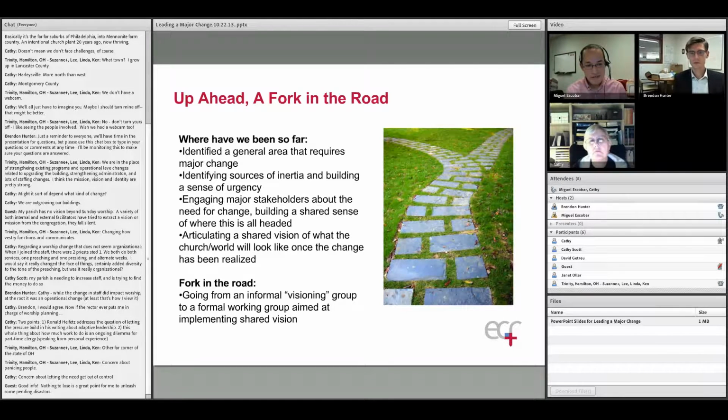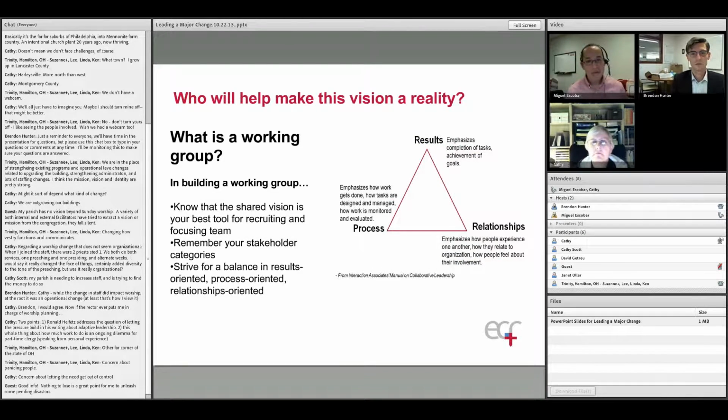If you have a vision for where you are headed, this vision becomes your primary tool in guiding the congregation and in guiding a working group that will serve to implement this vision. What is a working group? A working group is a group that's brought together for a limited time period. It could be a month to multiple years, but there's a set time period to accomplish a series of specific goals. This is not a committee, which continues to exist in perpetuity.